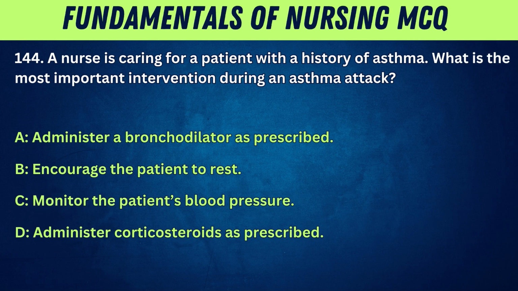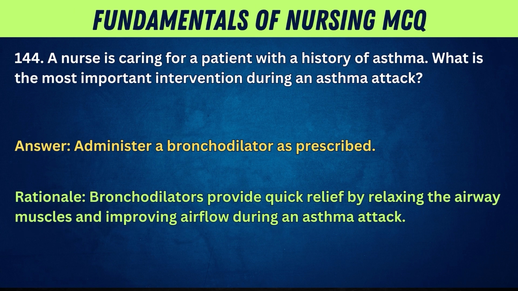144. A nurse is caring for a patient with a history of asthma. What is the most important intervention during an asthma attack? A. Administer a bronchodilator as prescribed. B. Encourage the patient to rest. C. Monitor the patient's blood pressure. D. Administer corticosteroids as prescribed. Answer. Administer a bronchodilator as prescribed. Rationale. Bronchodilators provide quick relief by relaxing the airway muscles and improving airflow during an asthma attack.